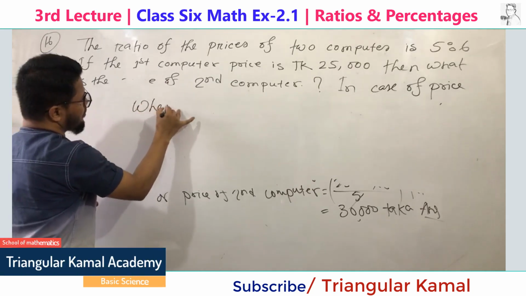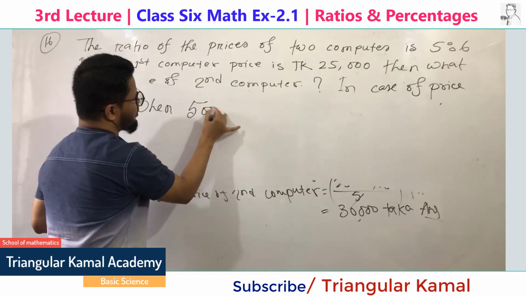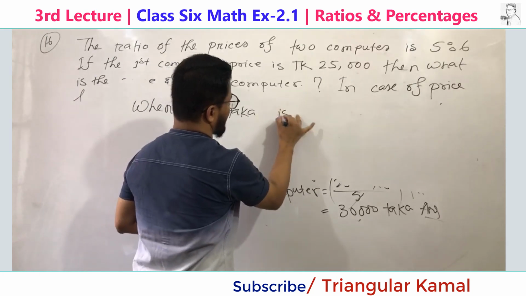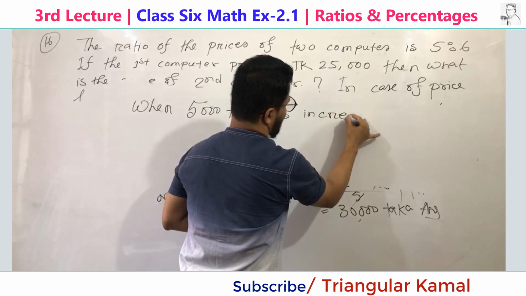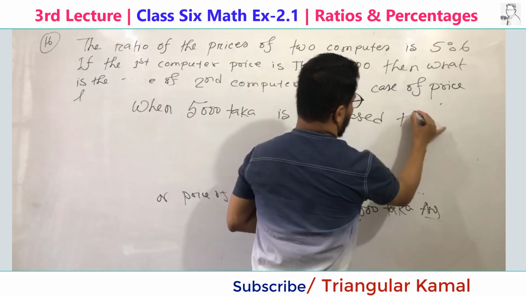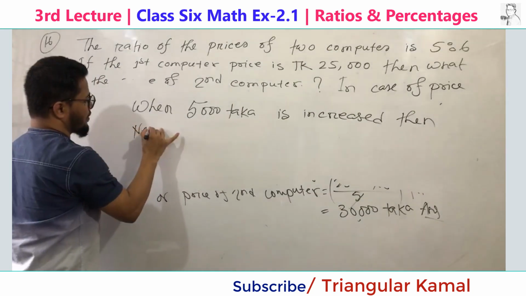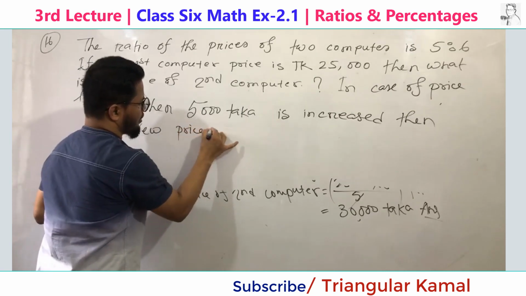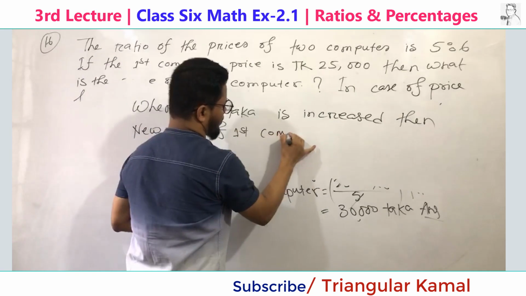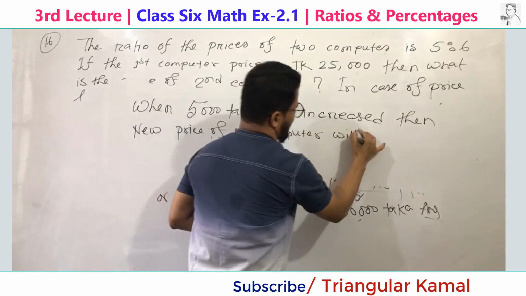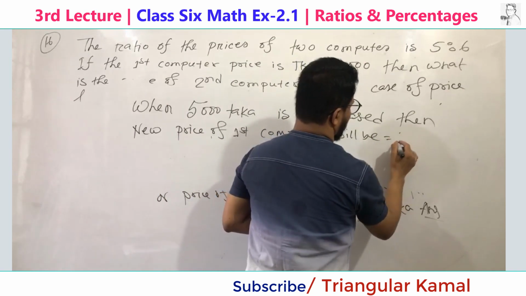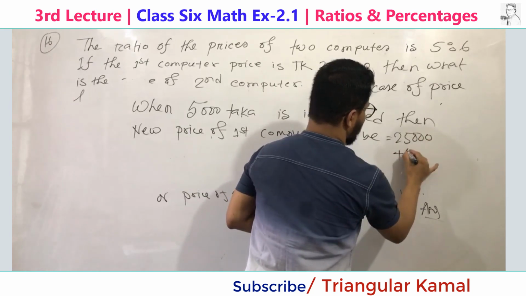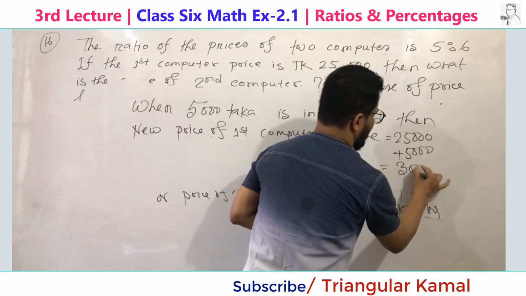when 5,000 taka is increased, then the new price of the first computer will be 25,000 plus 5,000 equals 30,000.